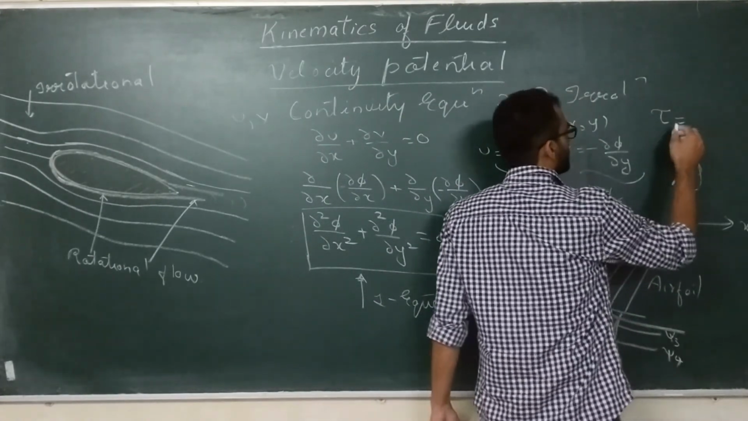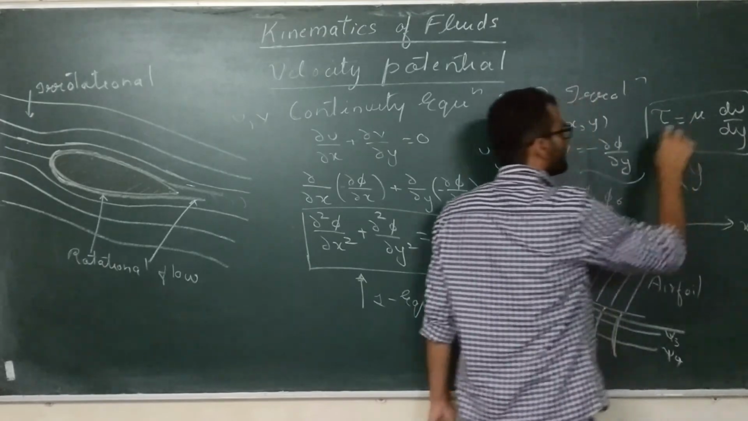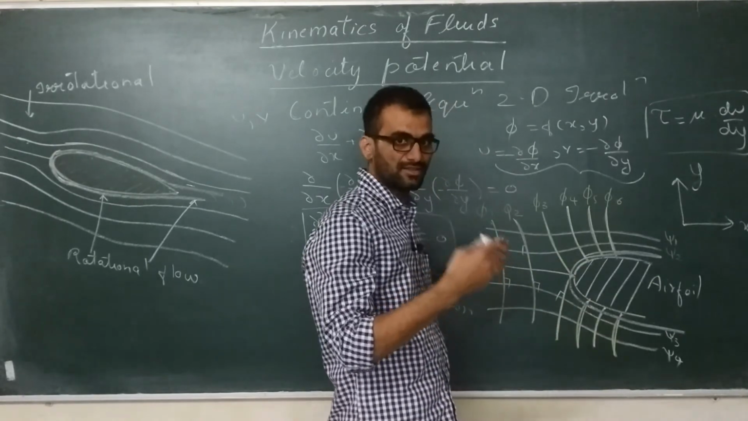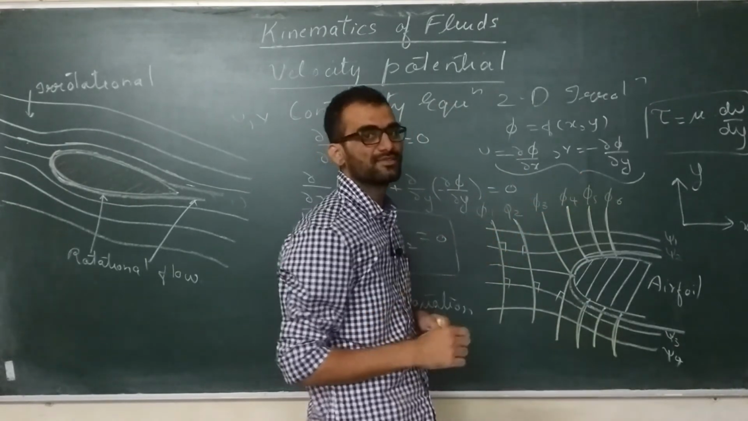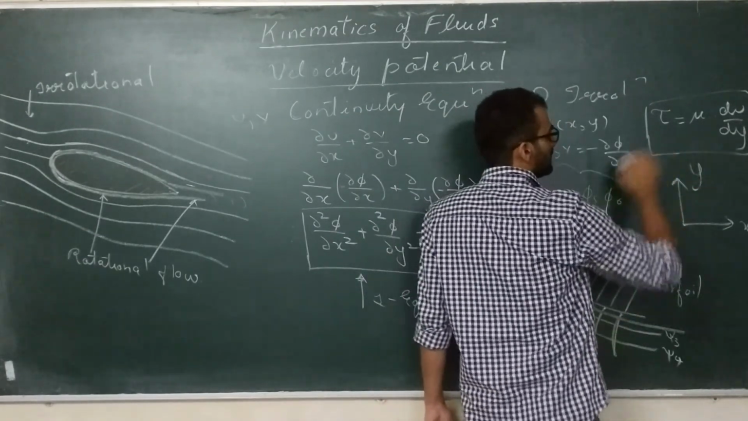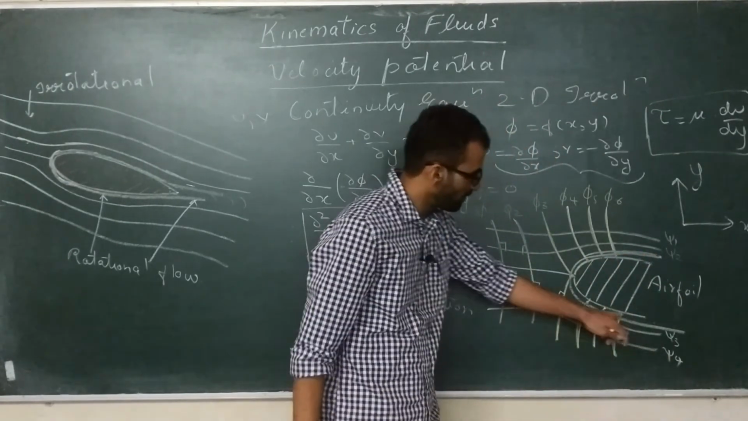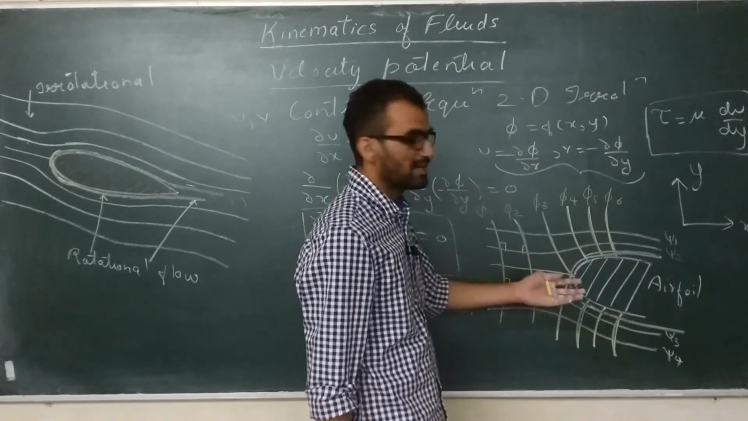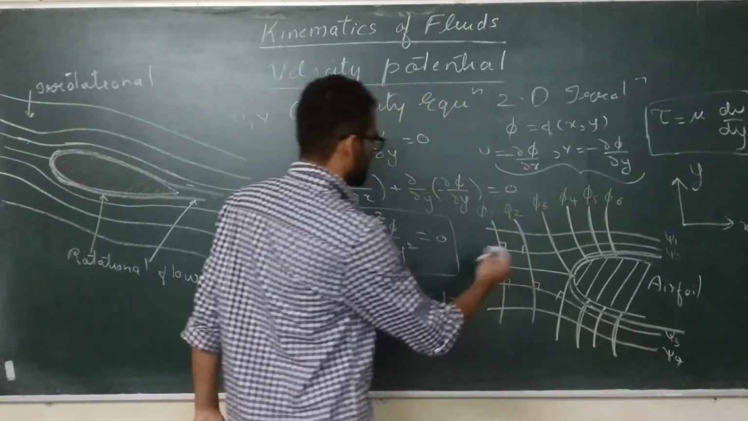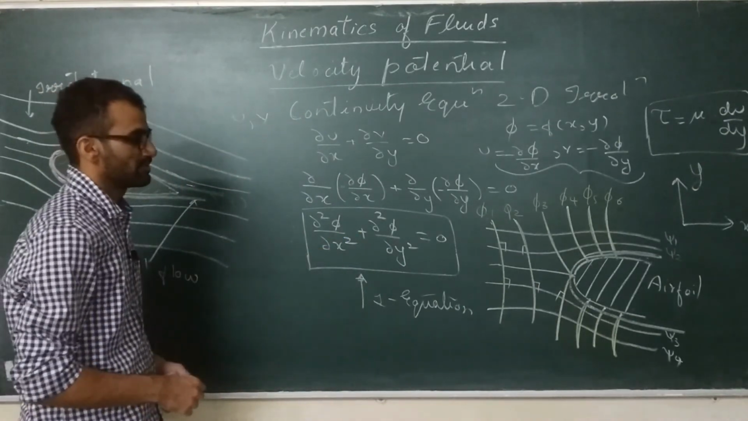shear stress is equal to what? Mu into du by dy. So you will get all the viscous stresses generated on the airfoil. A lot of the skin friction drag that your vehicles experience comes from the viscous drag, and this viscous drag comes from the boundary layer, the flow very near to the boundary. So as far as engineering applications are concerned, the flow near the boundary is also very important for us. But still, this is one way of solving fluid flow problems for irrotational flows. All right, thank you.